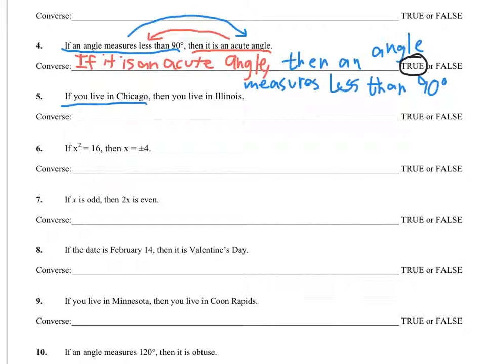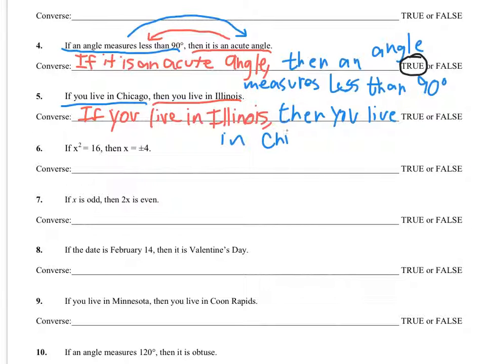Our original hypothesis is if you live in Chicago, and our original conclusion is then you live in Illinois. We want to switch those around for the converse. So the red piece will come first, starting with an if. If you live in Illinois, then you live in Chicago.